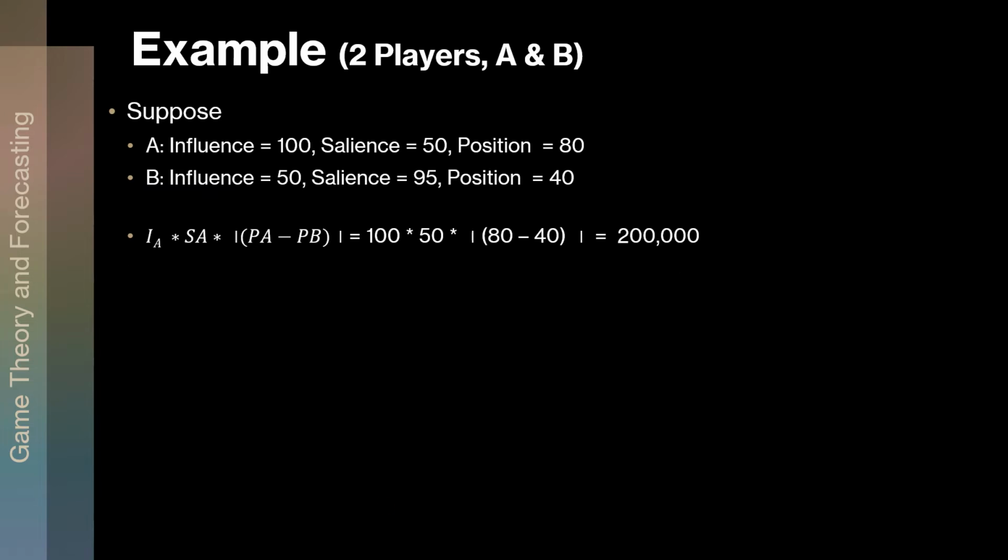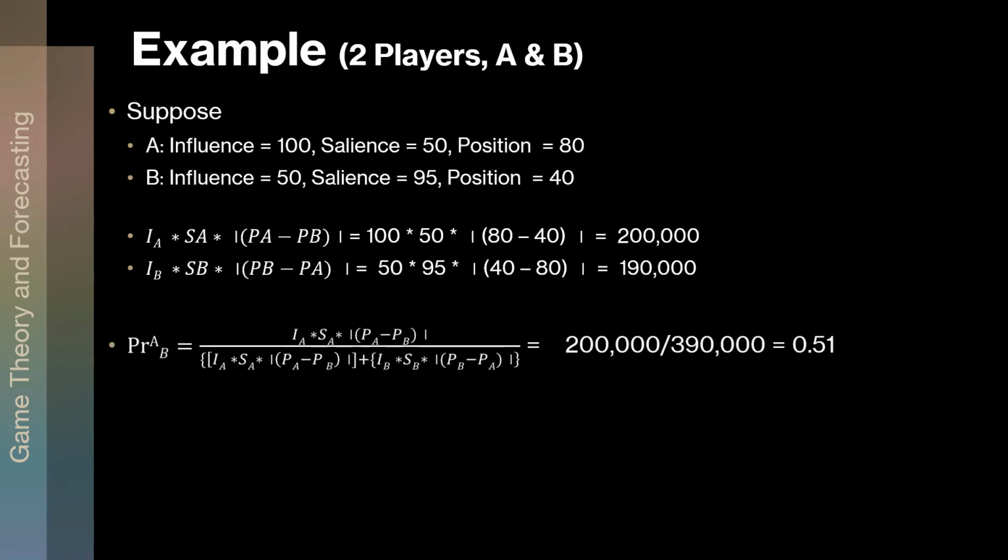If we keep going here, all right, we do the same thing for B, and you can see it's the same thing. We get influence times salience times the difference. We get 190. Okay, so we've calculated for both of them the product of these three things. Now we calculate, we could do this, right? And we go, all right, what is that? Well, this is that. It's 200,000. So we put 200,000 here. And the bottom is the sum of both. So we sum both of these up.